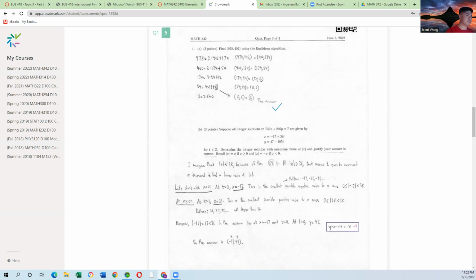I lost a mark because you have to be careful, like what if t is less than 0? I only considered positive t, so I should have shown why negative t would not have given a minimum value. I think I could have done that by some induction method or something. I'm pretty sure I could have gotten full marks, but that was an oversight.